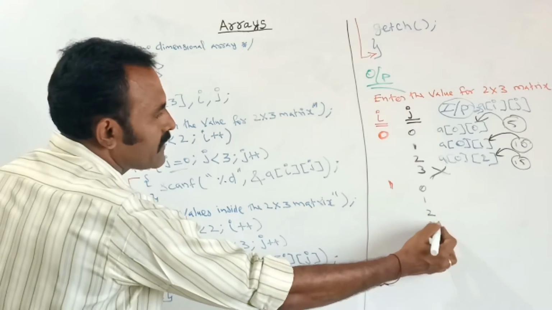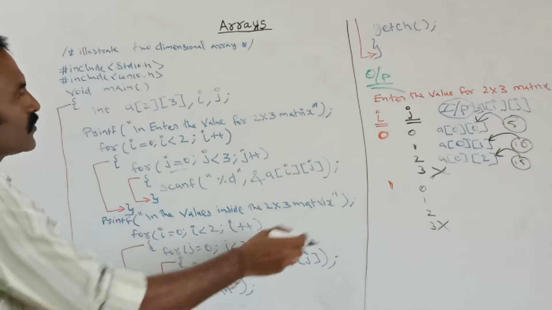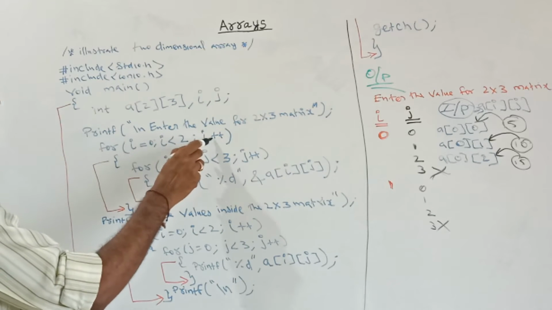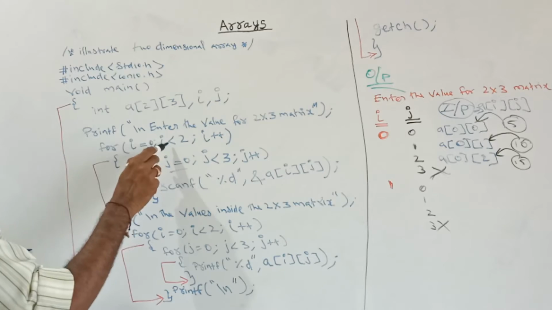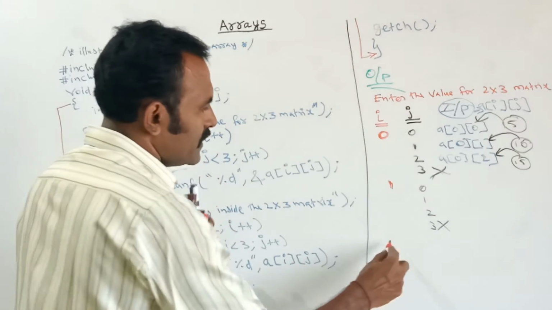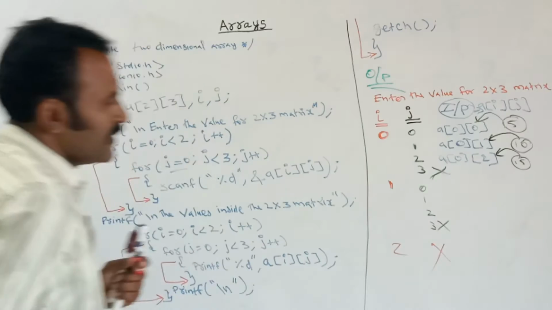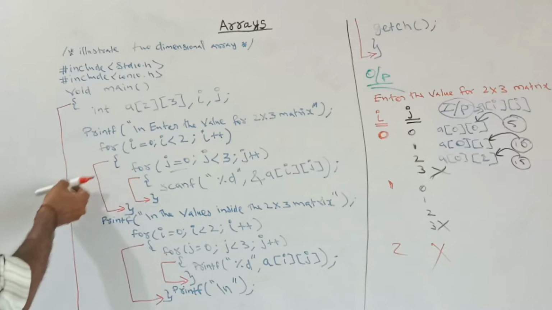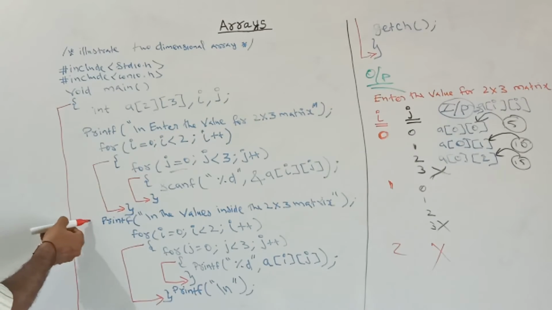Once it is 3, it will come outside. Then it will go to the i value. Here it will check the i value, and i will be incremented. Now the i value is 2. Once it is 2, this condition is false. So it comes outside of the loop and the controller will come here.